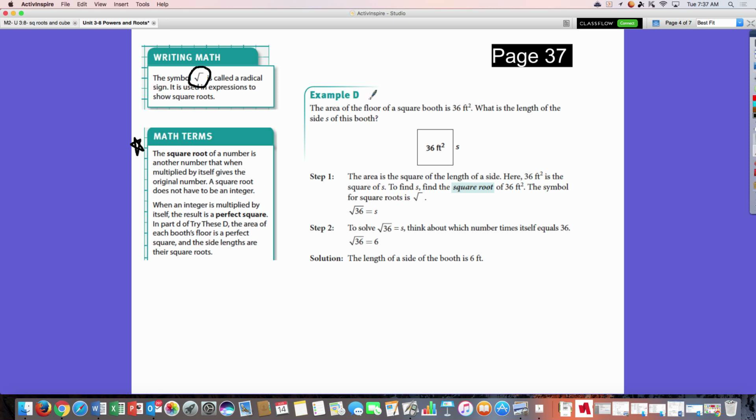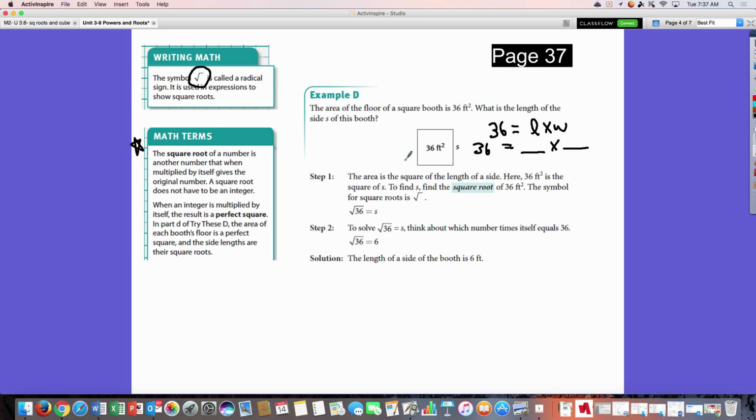Let's go over here to try these D. It says the area of the floor. So they're telling us the area is 36. They're telling us the answer. We need to figure out what the length and the width is. So some number times some number equals 36. Well, because it's a square, we know it has to be the same number.